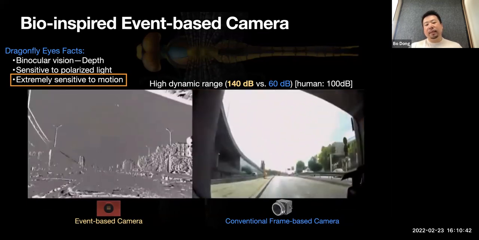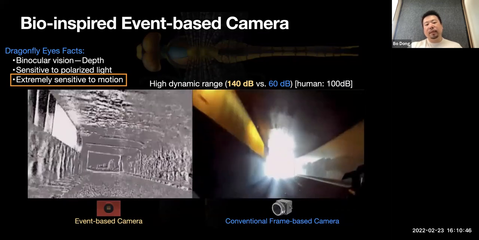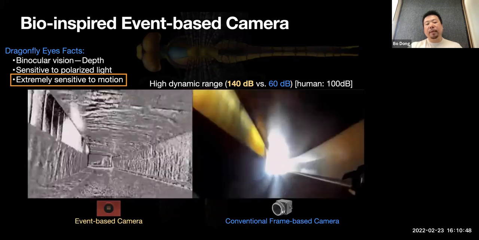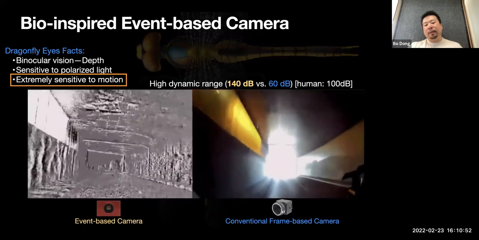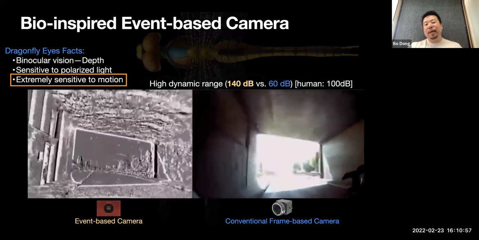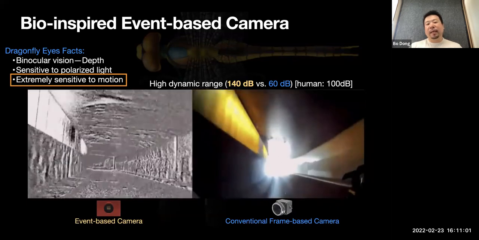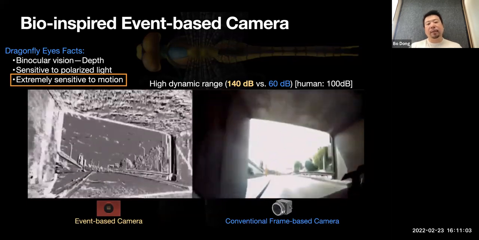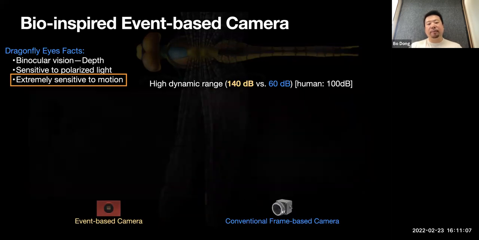That's why we can see in this specific scenario, when the car drives inside the tunnel, through the event-based camera we can see both inside and outside the tunnel. But the conventional camera can only see inside the tunnel, until you get out of the tunnel, then you can see outside. That's one key feature we can leverage to deal with degraded conditions, specifically for the high dynamic range.